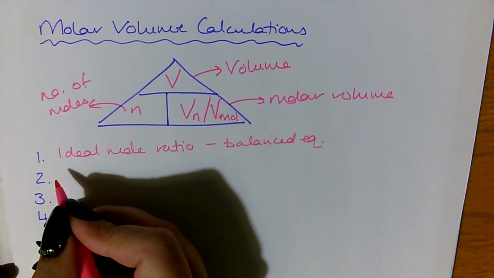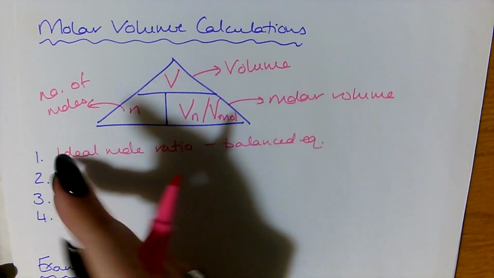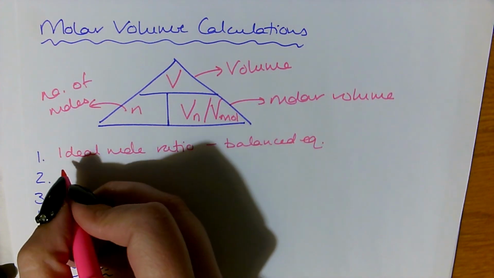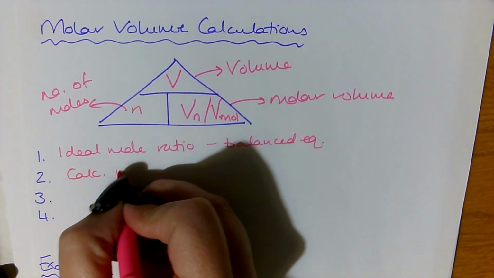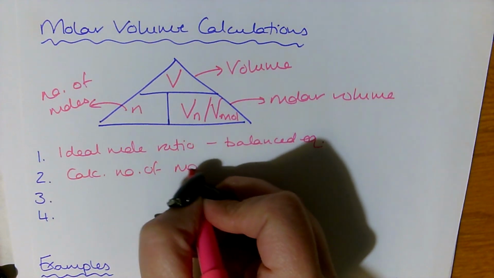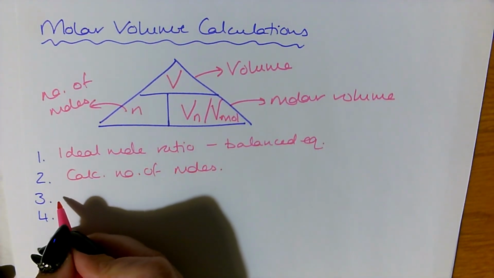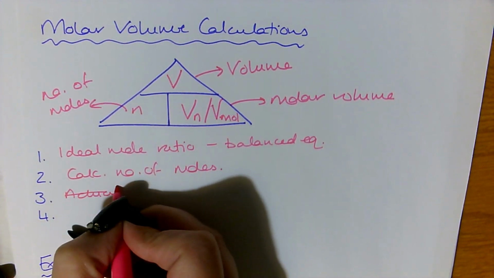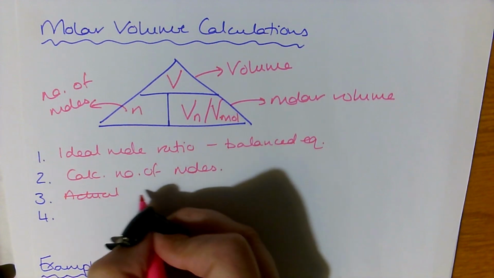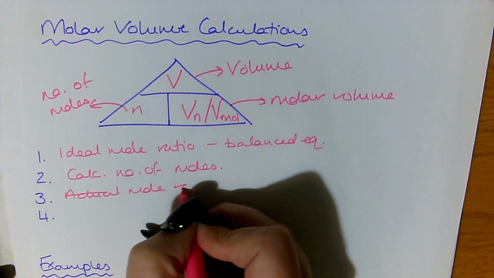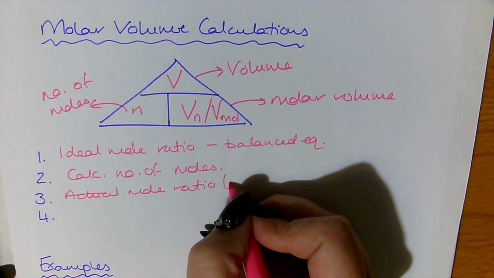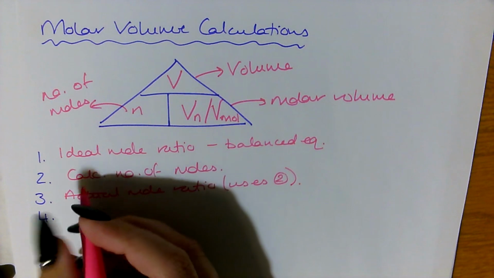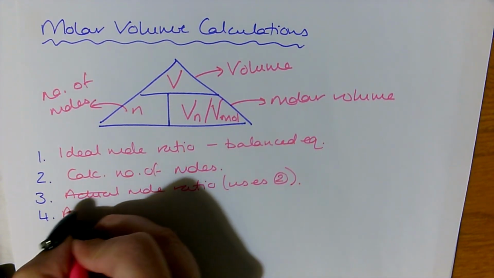Step 2 is to actually calculate the number of moles for one of your chemicals in your equation. So step 2, calculate the number of moles. In step 3, you are going to work out the actual, or the kind of real life mole ratio, which obviously uses step 2.